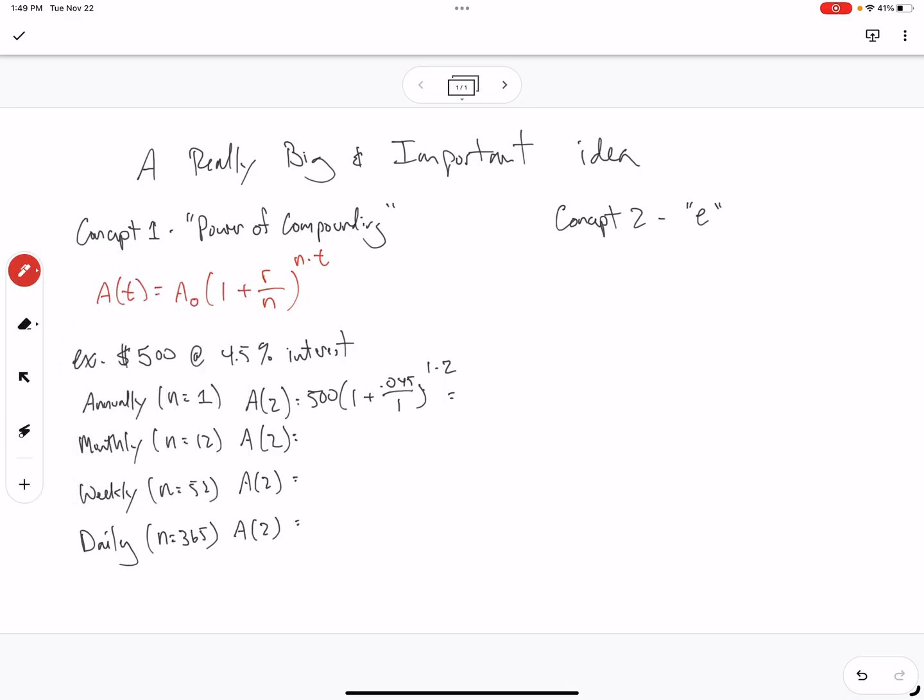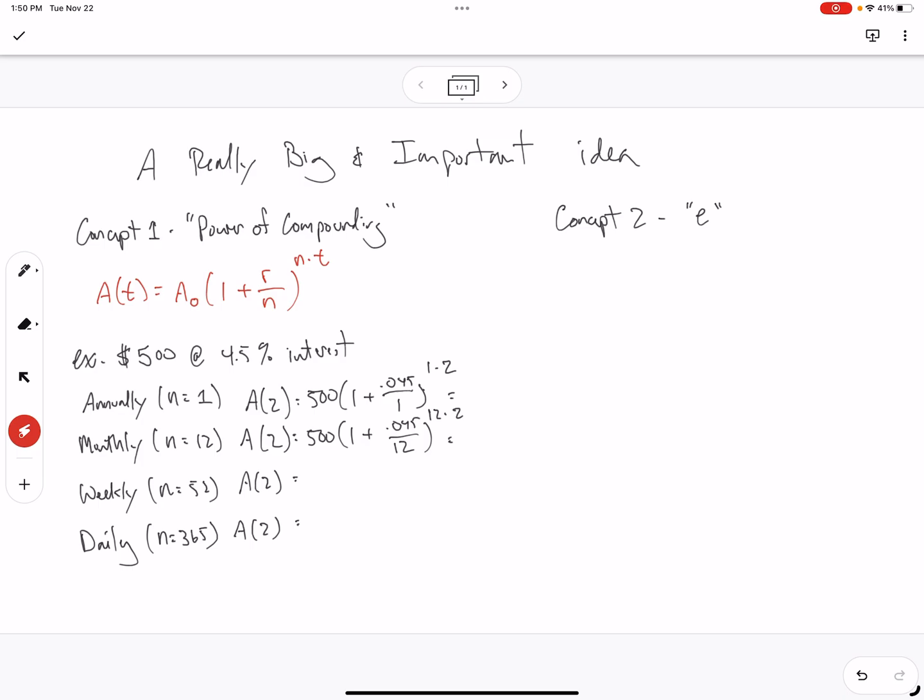Then, if I compound monthly, what that means is I take the same $500, 1 plus the same rate, but this time I'm going to divide the rate by 12 because I'm doing it once a month. So basically what I'm doing is I'm taking 1/12 of the interest rate, but I'm doing it at the end of every month. So then there's your 12, to the 12 times 2 power, and that's going to equal some value as well.